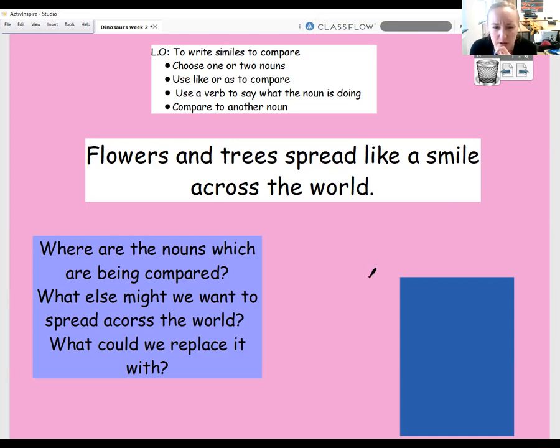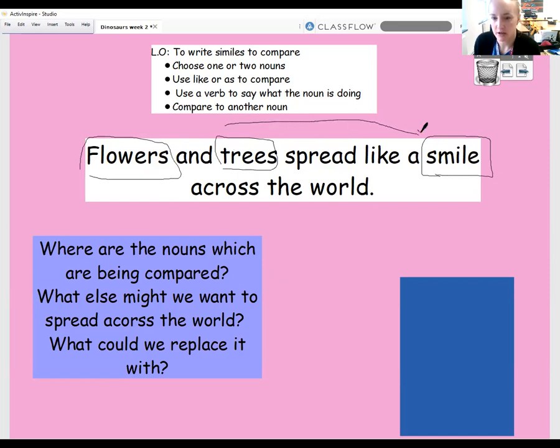Where are the objects? Where are the nouns? I can see them. So here we've got flowers and trees. Okay, so they're the two nouns. And what are they being compared to? So flowers and trees are being compared to a smile. Okay, world is another noun, but that's not what the flowers and trees are being compared to. The flowers and trees are being compared to the smile. Okay, so these are the two sets of objects that we are comparing. We're comparing the flowers and trees to the smile.